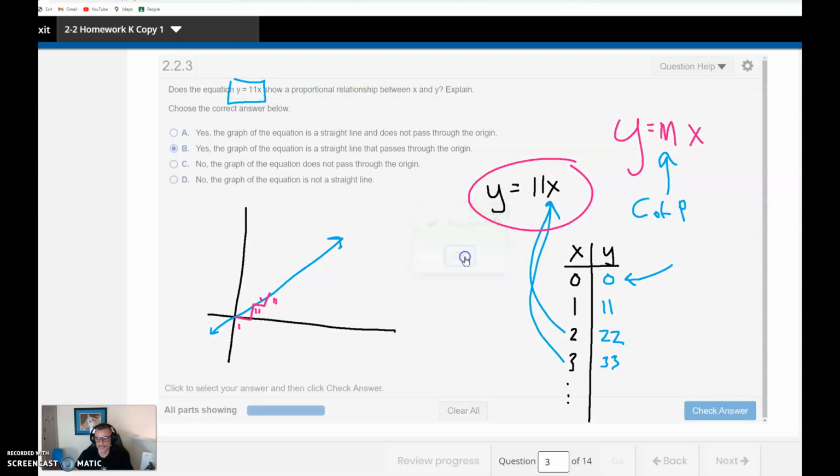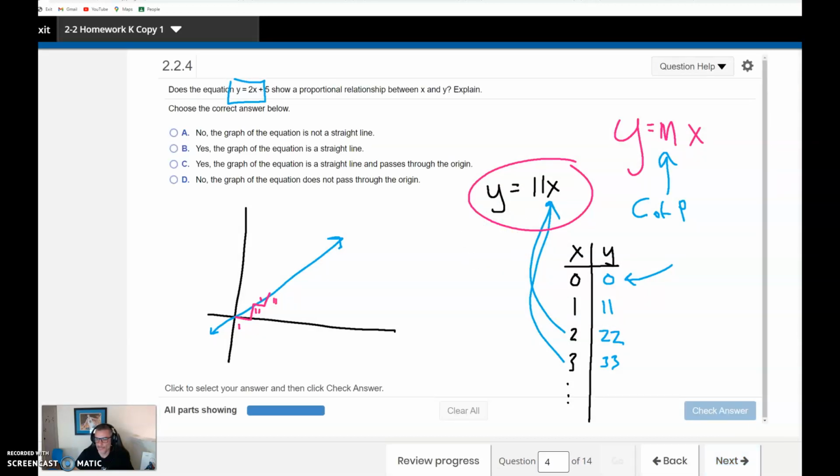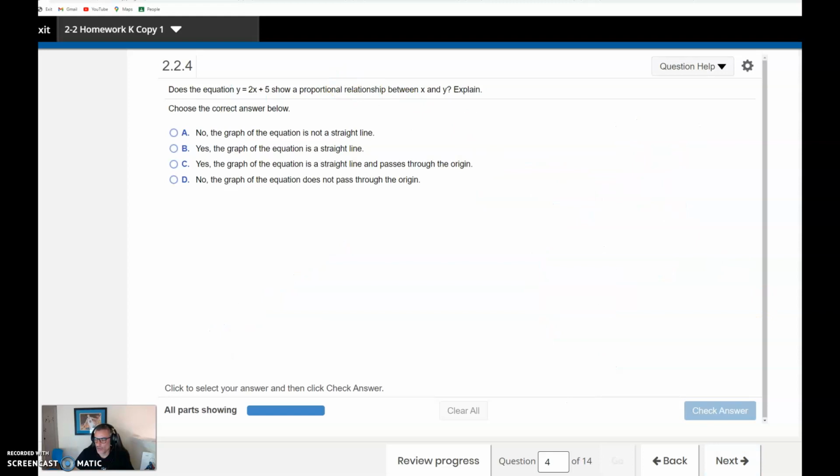Got it. Let's contrast that with number 4. Notice that in number 4, the equation is a little more complicated. It says y is equal to 2x plus 5. All right, first thing you need to notice is this equation has extra, right? It's got this extra plus 5. So it does not look like this. It does not look like x times some number is equal to y.